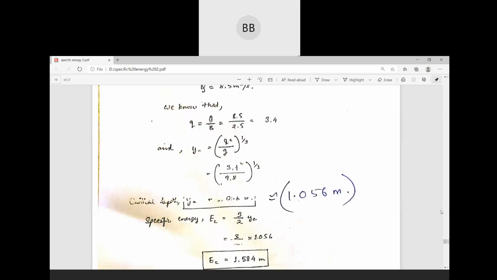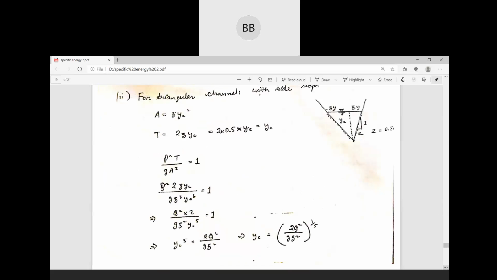Next, the second case is our triangular channel, for a triangular channel with side slope. I think you have directly written this equation, that YC equals twice q square divided by g z square, to the power 1 by 5. If you want the derivation, you can follow this.